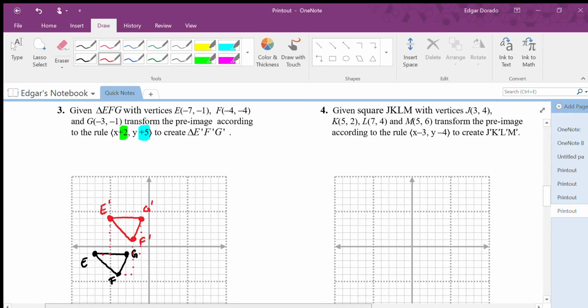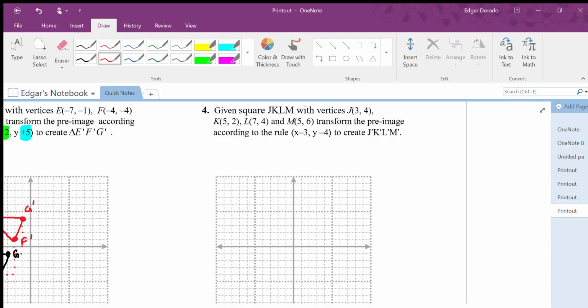Alright? So once again, guys, I'm gonna have you try the next one. The only thing I'm gonna give you as a hint is look at your numbers here. The rule is that you have to go left 3 and down 4. Okay? When you're looking at left and right, a positive means right, a negative means left. When you're looking at up and down, a positive means up, a negative means down. So go ahead and draw your figure JKLM and then draw your new image. Go ahead and give that a shot and try that out.